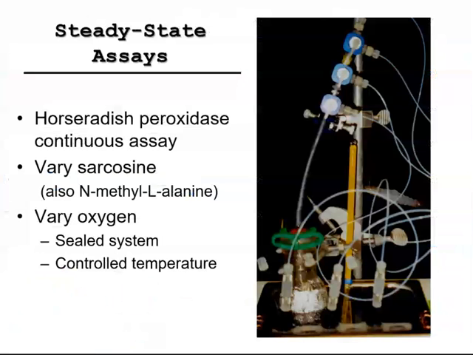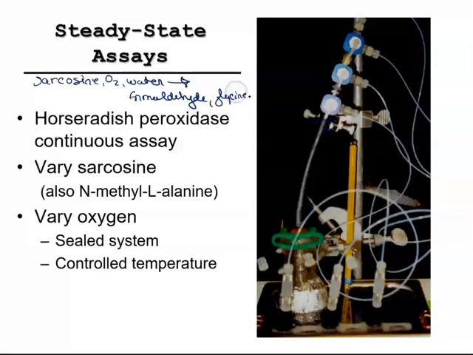And the last thing to look at are these steady state assays. Now, sarcosine oxidase, we're looking at sarcosine, oxygen, and water, which can be combined to give us formaldehyde, glycine, and hydrogen peroxide. So we're not going to consider water because we can't vary it. We have to vary two substrates.